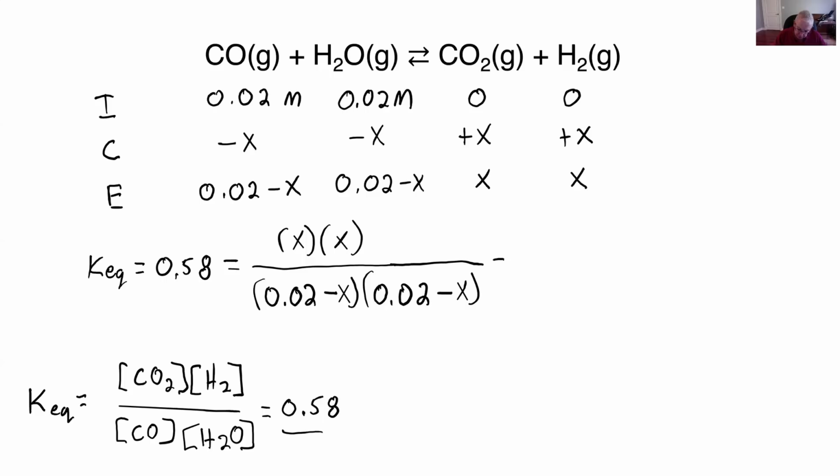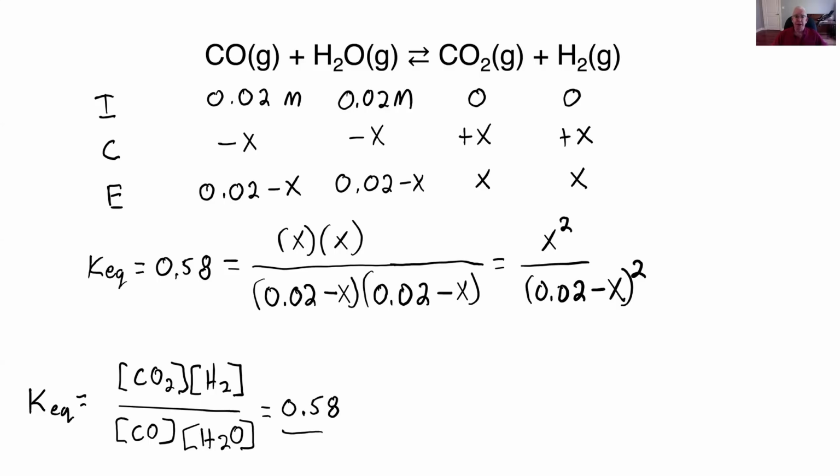We can say that's equal to X squared over 0.02 minus X, also squared. There's two ways to solve this, the easy way and the hard way. I'm going to vote for the easy way. There isn't always an easy way available, but there is in this case. The expression on the right-hand side there is a perfect square. And again, that's a result of having made those two initial concentrations be the same together with the friendly stoichiometry.